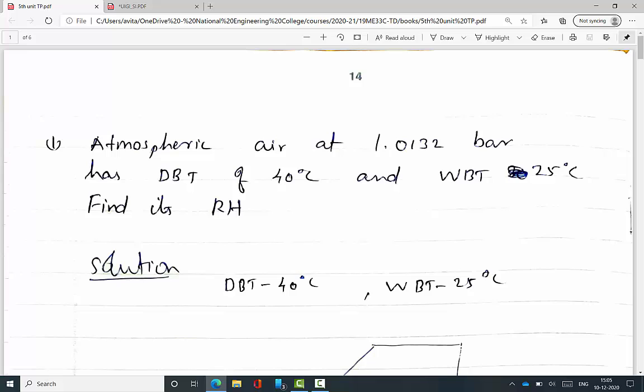The first one: atmospheric air at 1.0132 bar has a dry bulb temperature of 40 degrees Celsius, and WBT, meaning wet bulb temperature, is 25 degrees Celsius. Find its RH. This is a 2 mark question. Atmospheric air at 1.013 bar is atmospheric pressure, so no problem. The main data is dry bulb temperature 40 degrees Celsius and wet bulb temperature 25 degrees Celsius. Find its relative humidity.